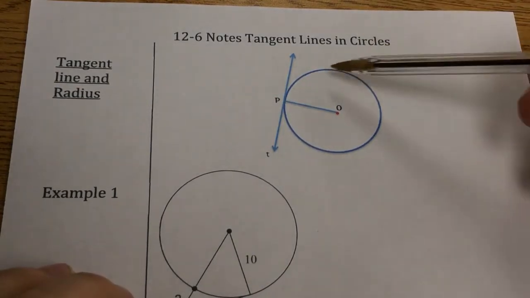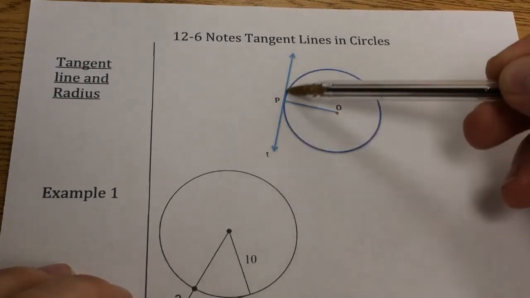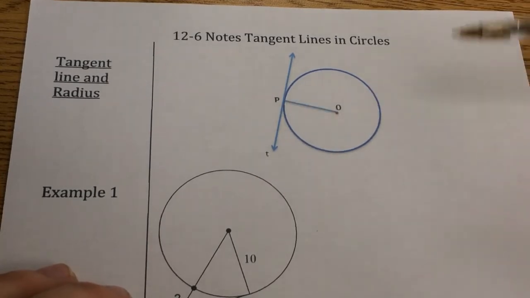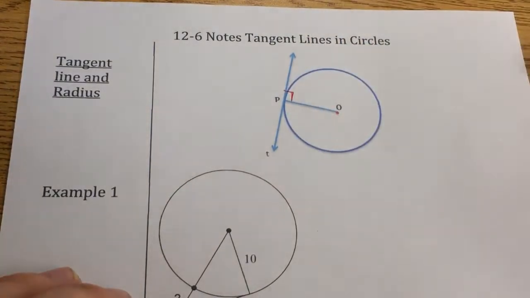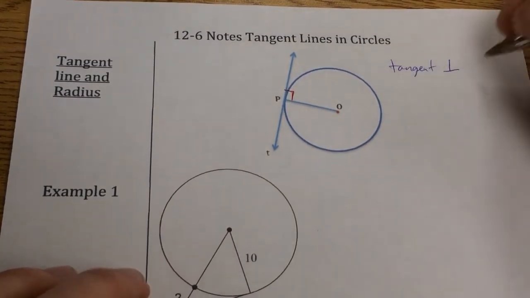All right, so here I have a circle called circle O. And I have line T, this is my tangent line. They intersect at point P. Point P is called the point of tangency. What I know about the relationship here is that they make a right angle. Anytime you have a radius and a tangent line, they make a right angle. So the tangent is perpendicular to the radius.